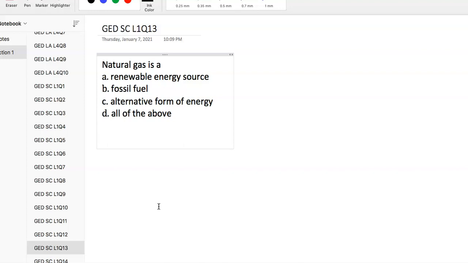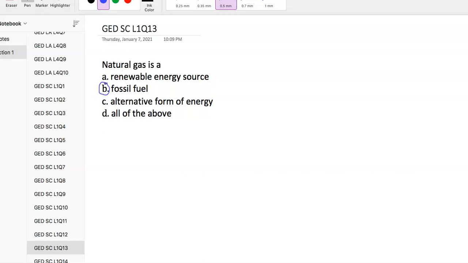Okay, natural gas. And this may show up in more than one question over the 4 practice tests, right? So what is natural gas? Is it renewable? No. Is it a fossil fuel? Yes. Is it an alternative form of energy? No.